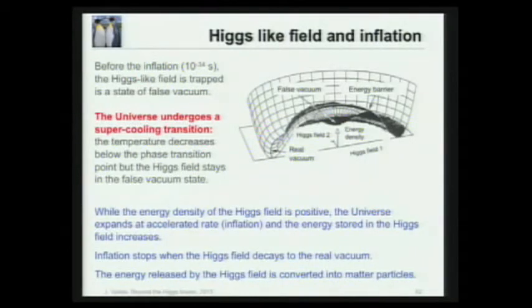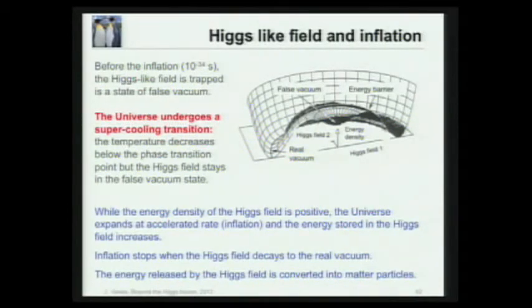So this is the equivalent of the effect of the cosmological constant of Einstein. And the energy stored in the Higgs field increases, because if the energy is a constant density, energy per unit of volume, and I increase the volume, I increase the energy. So I'm creating energy. So the energy in the Higgs field increases.